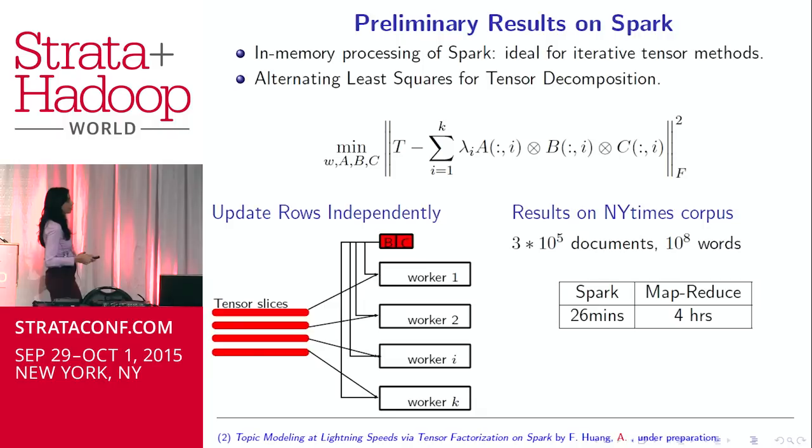So essentially you can fix two of the modes of the tensor here, say B and C, and you can update A, which becomes a least squares problem. But you can also use the algebraic structure of the tensors to make this least squares problem efficient. And you can then update the different rows of this matrix A independently under the Spark paradigm. And just a very preliminary result, if we run the New York Times corpus for topic modeling, we get a huge speed up in Spark compared to doing it on MapReduce, which is expected because MapReduce is not really suitable for highly iterative operations. And so we hope to be releasing this very soon as well.